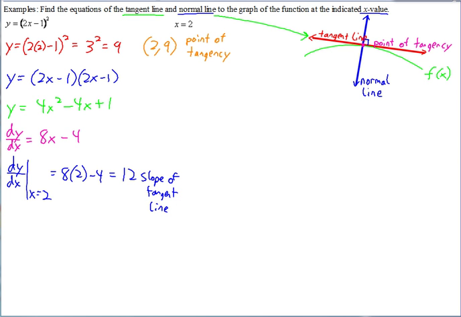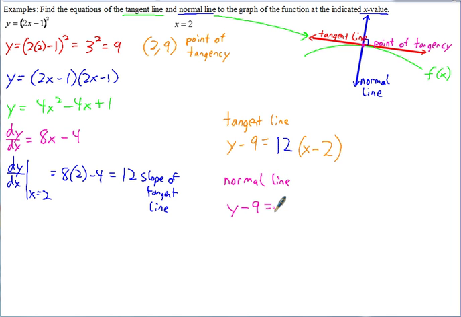So now using point-slope form, we can say the tangent line is y minus the y coordinate 9 equals the slope, 12, times x minus the x coordinate of 2. And for the normal line, it goes to the same point of tangency, so that part will be the same. So it'll be y minus 9.